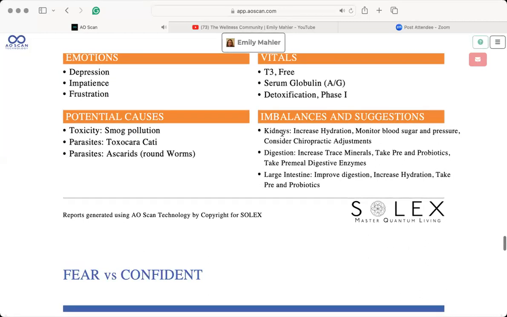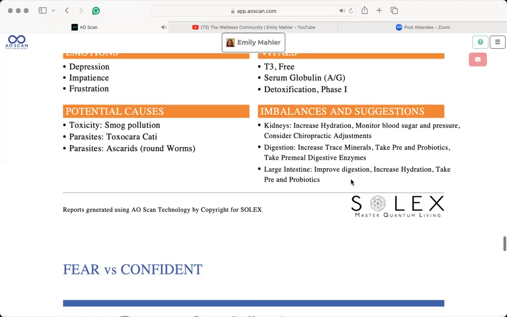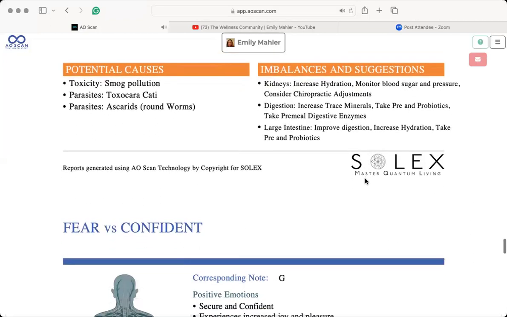Back down here, we're going to the kidneys, digestion, and large intestine. So kidneys is related to that adrenal, that hormonal health, that digestion, and large intestine is coming up again. Here's some hydration, monitoring blood sugar and blood pressure. That's another area I know I've been wanting to focus on. There's trace minerals again. There's digestive enzymes. That could be a way that I support my digestion. Supporting digestion, hydration, pre and probiotics.